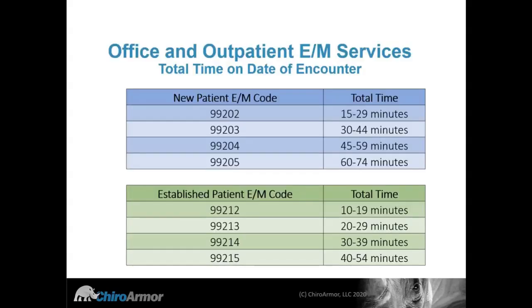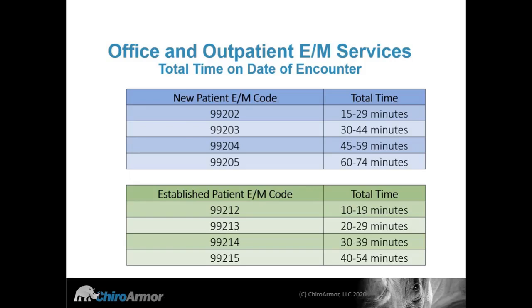So total time, what are we looking at here? Well, under a new patient, 99202, based on the AMA guidelines, you're looking at 15 to 29 minutes, 99212, 10 to 19 minutes, 99203, 30 to 44 minutes of total time. Again, we talked about what total time means, and that can include your documenting in your EHR system, which would be inclusive in that total time element if you do it on the date of the encounter.